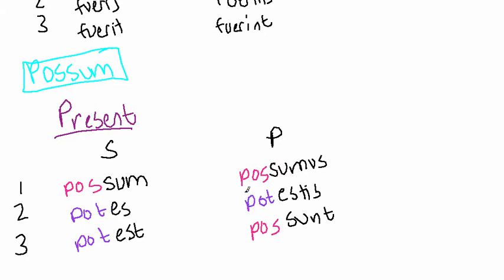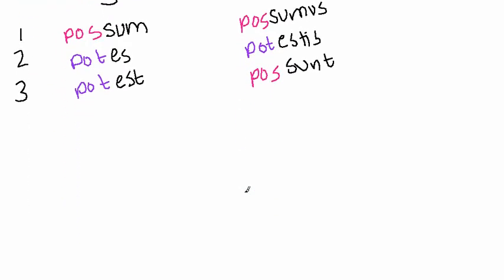Okay, so let's just go through them. It's possum, potes, potest, possumus, potestis, possunt. So there you go. That's the present tense of possum. And actually, the future and imperfect forms of possum are even easier to do. Let's go ahead and write down the imperfect tense.